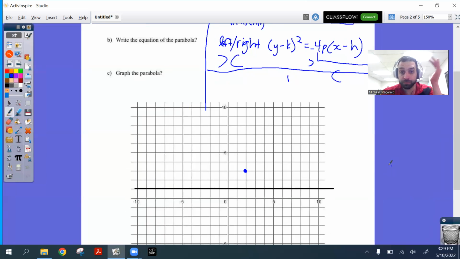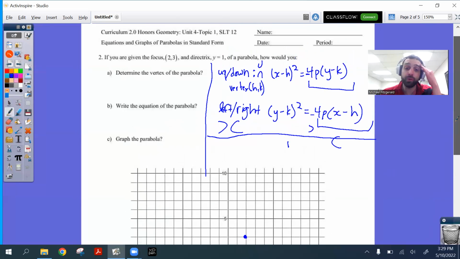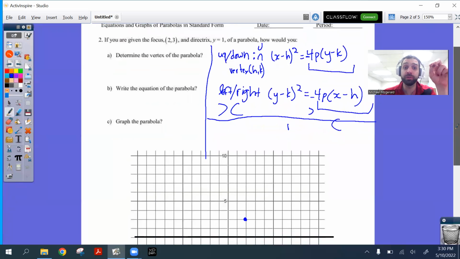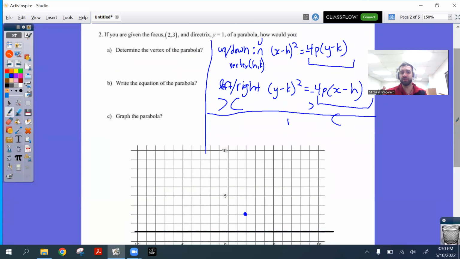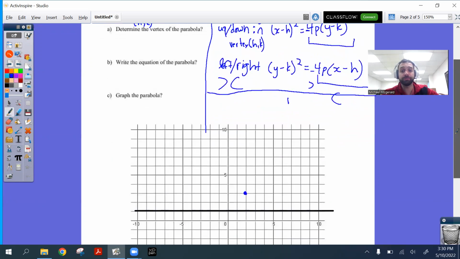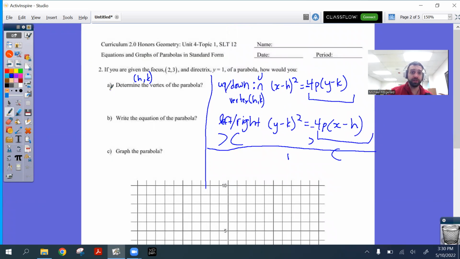So then there are a few things that we can do from this, and we're going to be able to determine the vertex and make this equation all through that. This vertex is the point (h, k). That's the h and k that we put into the equations here. How would we determine that?